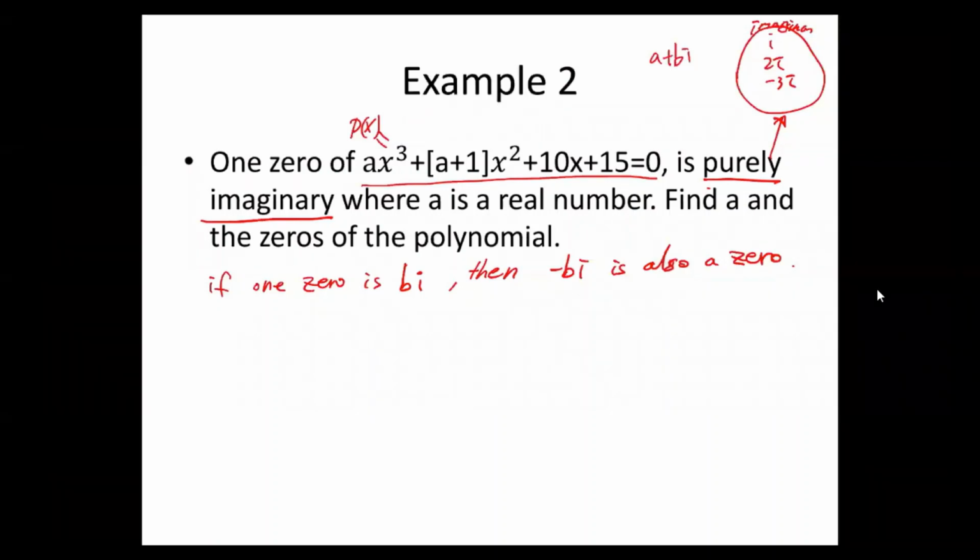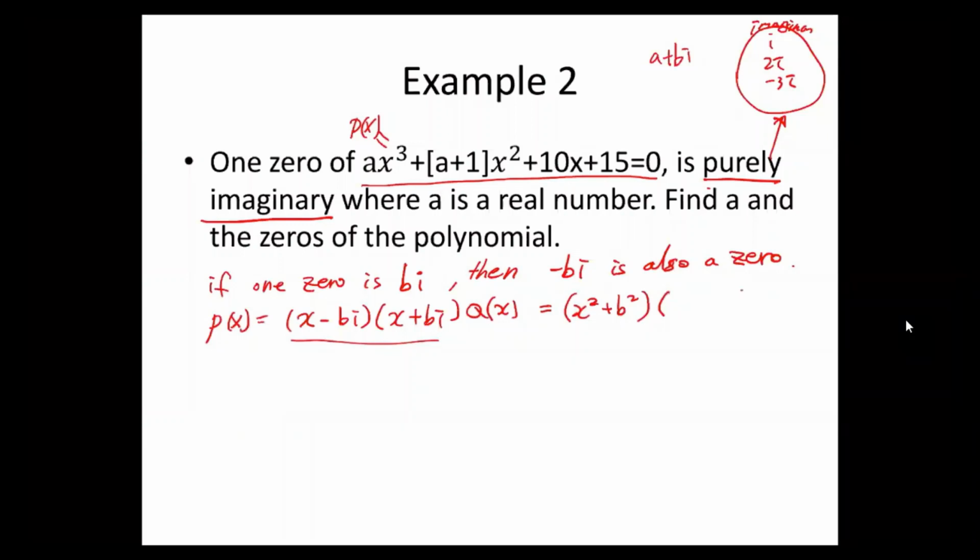Okay. So if you establish that, what you have here is p(x) is going to be a product of two linear factors looking like that, and some kind of q(x), another linear factor. I don't know what it is, but let's see. When you multiply these two terms together, you have x squared minus b squared i squared, which gives you x squared plus b squared. And then q(x) has to be some kind of ax plus some number.